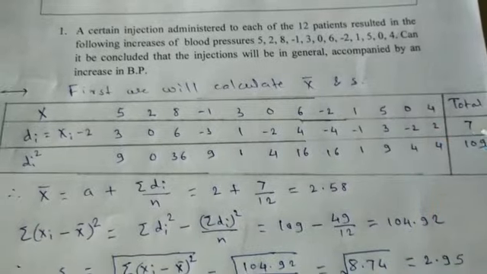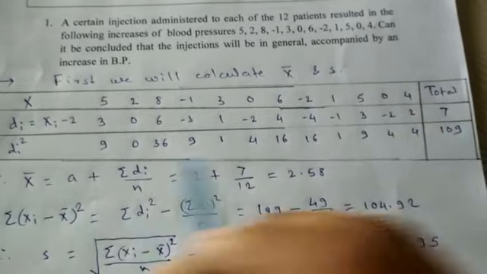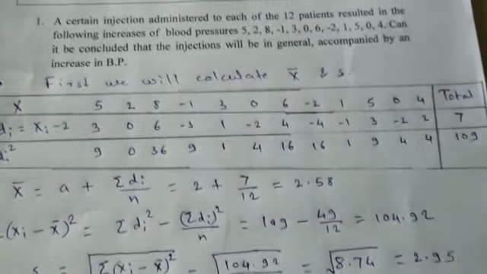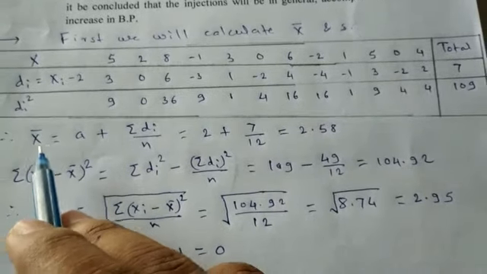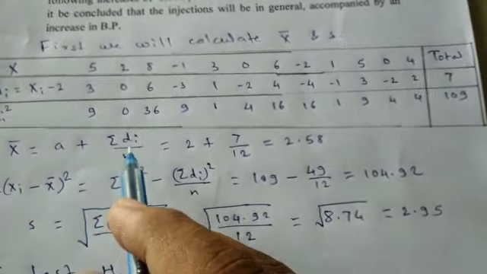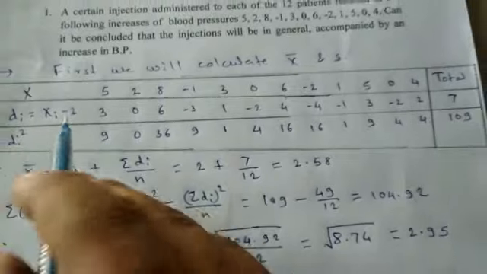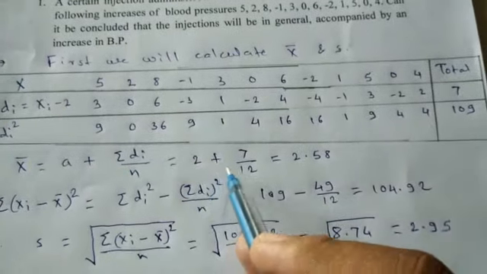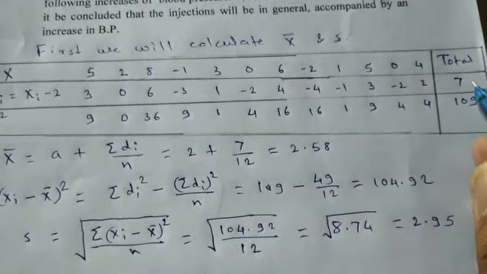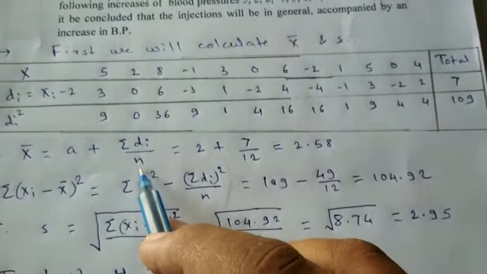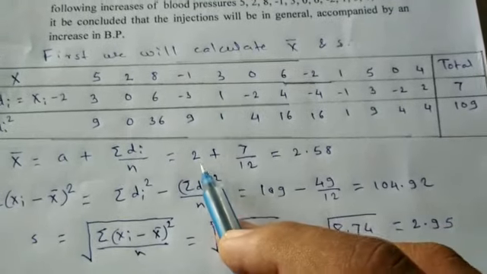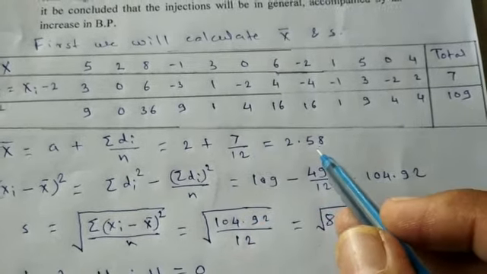So summation of di is 7 and summation of di square is 109. So here we can use x bar equal to a plus summation of di by n, where this a is this number. So 2 plus summation of di, which is 7, divided by the number of elements in the sample, 12. So 2 plus 7 by 12, which is 2.58.